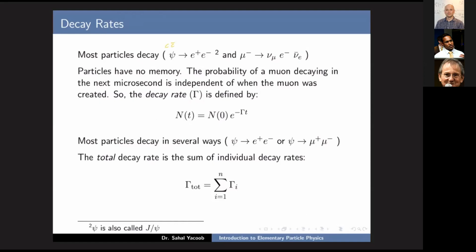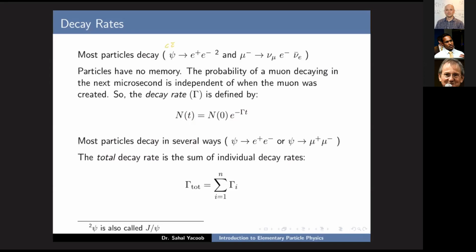When a particle decays, it doesn't care how it was produced. So all particles, once they're produced, decay exactly the same way. So the probability of a muon decaying in any particular piece of time is absolutely independent of when the muon was created. We have a decay rate then: the number left at time t is the number at time t0 times e to the minus gamma t, where gamma is the decay rate.